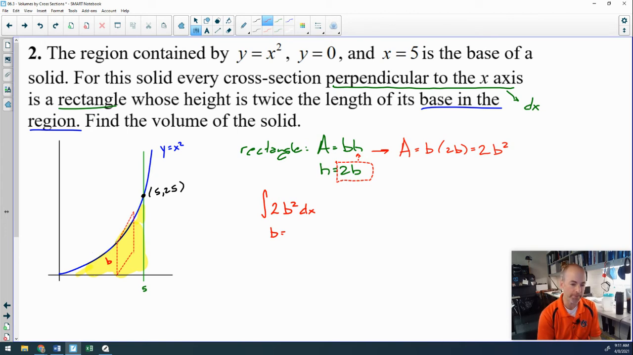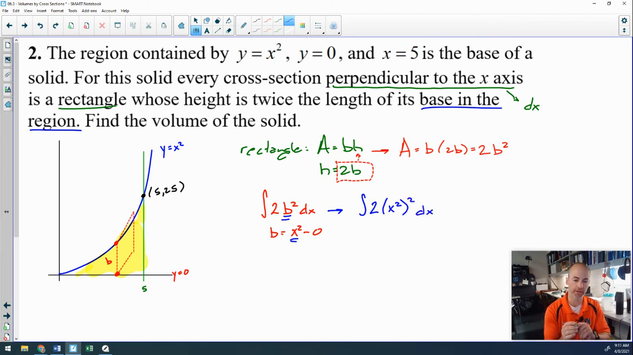But the key is the base is on the coordinate plane from the x-axis up to the graph of y equals x squared. So your base is top, x squared. And if you want to kill it dead, you could say minus the bottom. But if you're on the x-axis, that is the line y equals 0. And so my base is simply x squared. So I will take this x squared and I will replace the b with it. And that will give me a new antiderivative of 2x squared squared with respect to x.